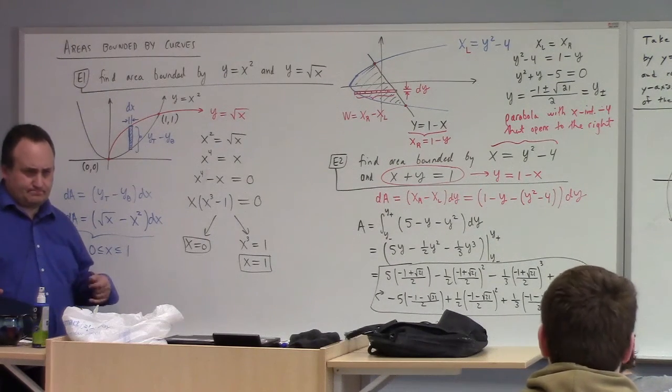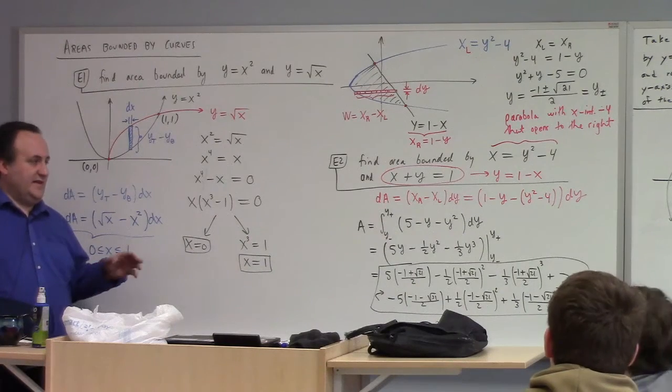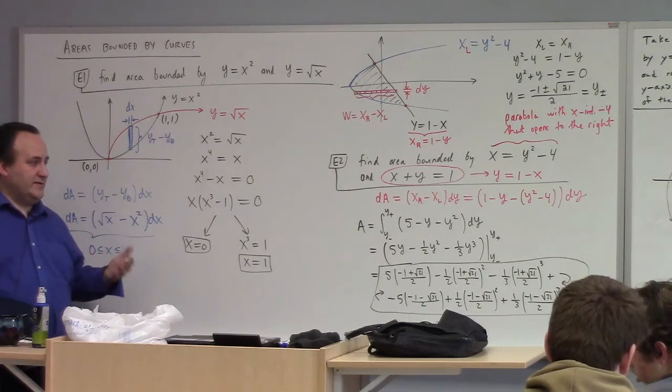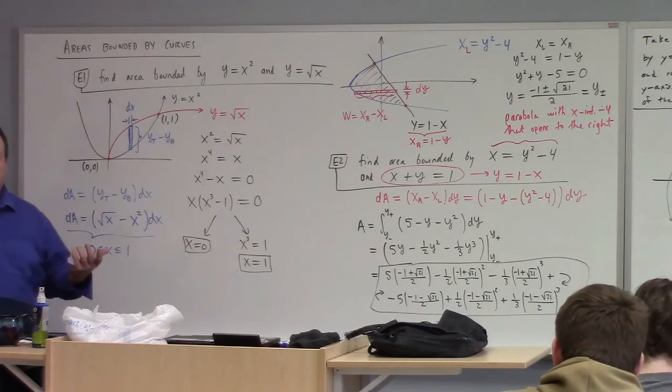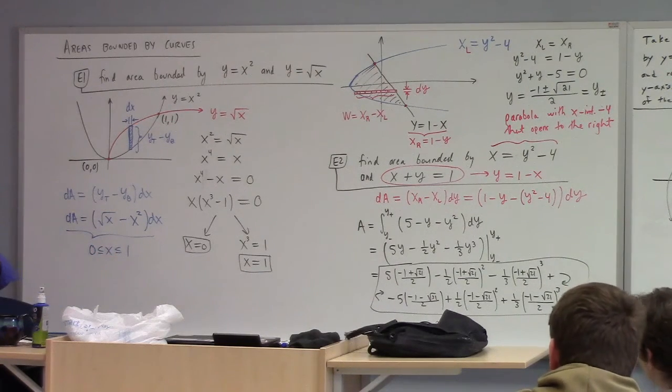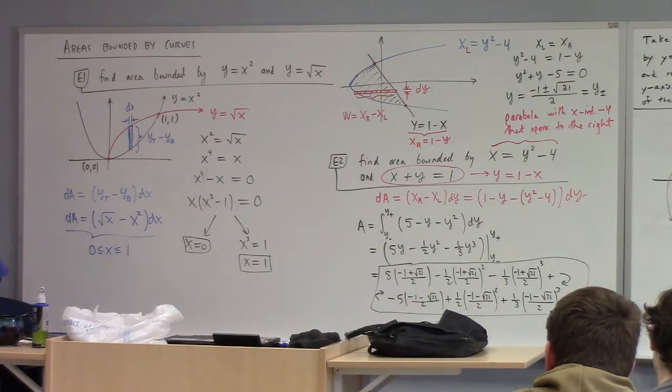Any questions? Setting aside the annoying and somewhat complicated arithmetic of the answer, is the method clear? So the method is just this. We graph the region, and then we chop it up into pieces using appropriate infinitesimal rectangles.